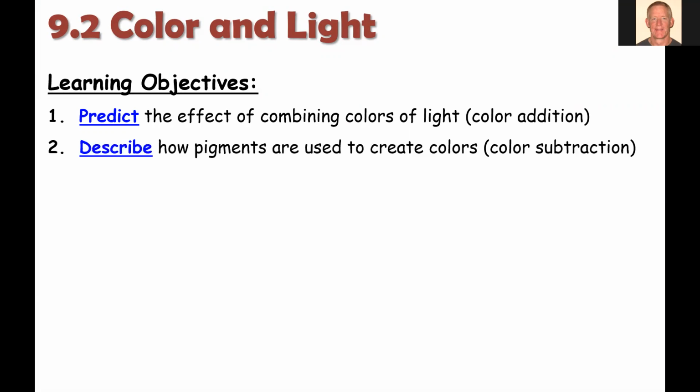And then we're going to look at how pigments work. Pigments is what give things their color, but how are they actually used? What's the physics behind that? This is sometimes known as color subtraction.